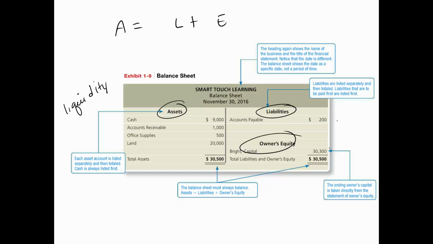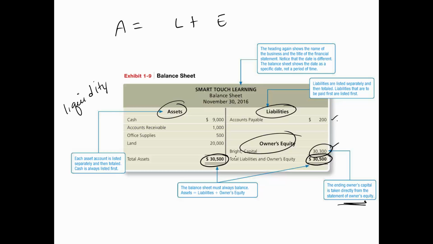Accounts payable, and here's the capital that we got from the statement of owner's equity that we just did. So liabilities plus owner's equity, I've got $30,500 there, $30,500 here, and the balance sheet balances. And so it's called a balance sheet. It has to balance. The asset side has to equal the liabilities plus the owner's equity side. If it doesn't, you've got an error somewhere prior to this.